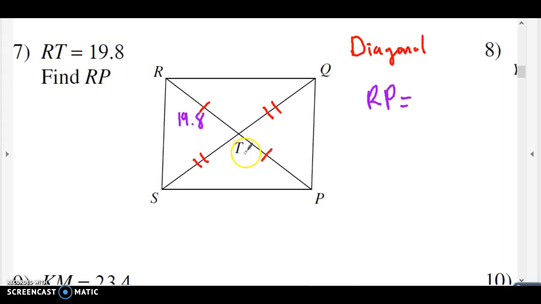Yes? RT. Yeah, we know RT. What other piece do we need to know in order to find RP? What's the other piece? TP, right? You see how it's that other portion. What do we know is true about RP and TP? They're the same. So this one also has to be 19 8/10.